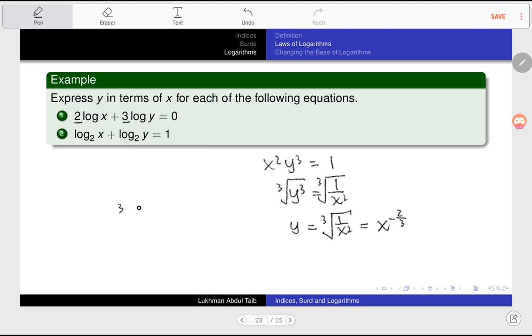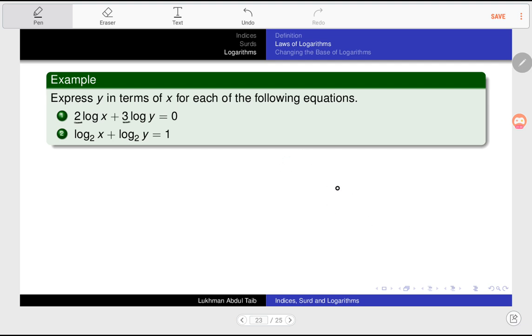Next example is log x to the base of 2 plus log y to the base of 2 equals 1. Since both logs share the same base and don't have any constant in front of them, we can directly combine x and y. So we have log x times y equals 1.